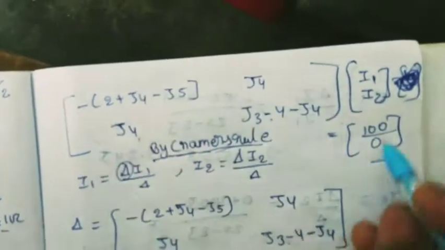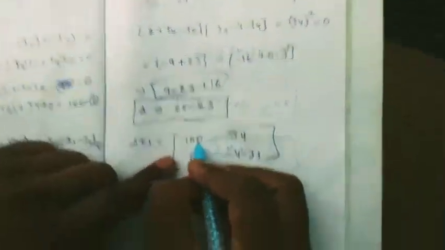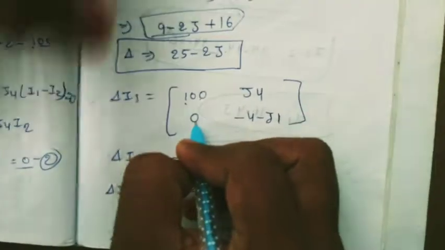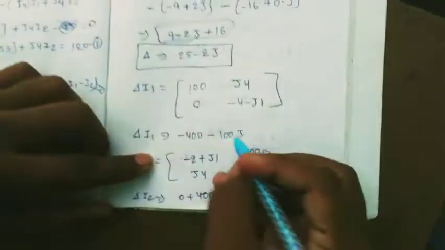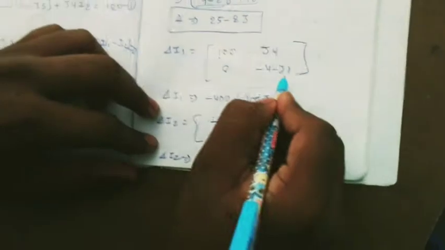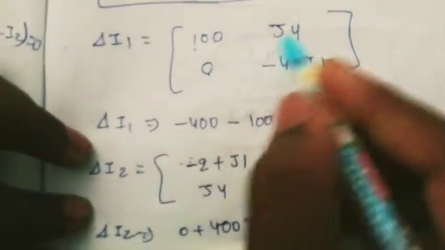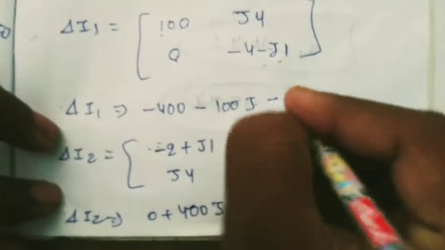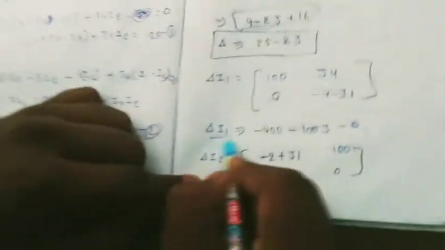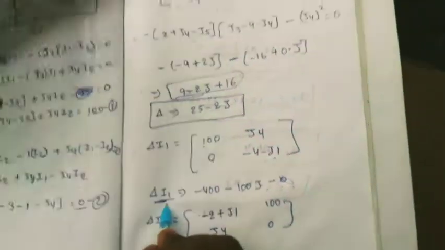Replace these two I1 values by this value. So by replacing this, I make this as 100, 0, and the remaining values are the same as previous. Okay, and then by cross multiplication, minus 400 minus 100j, and this term becomes 0, so I have neglected this term. Okay, we get that I1 value here, and same as previous for I2.